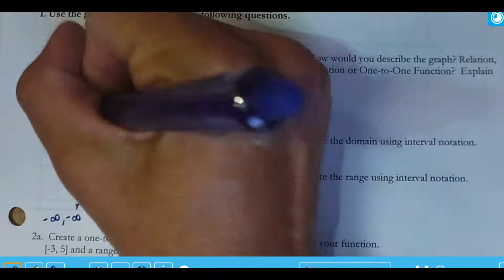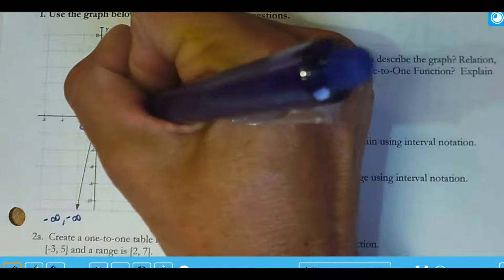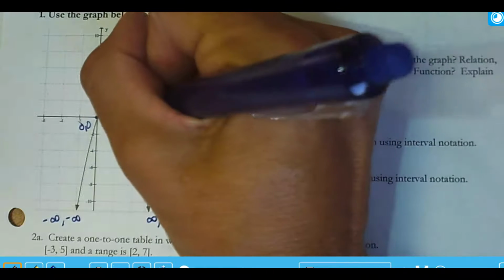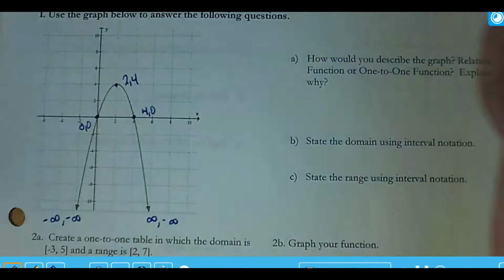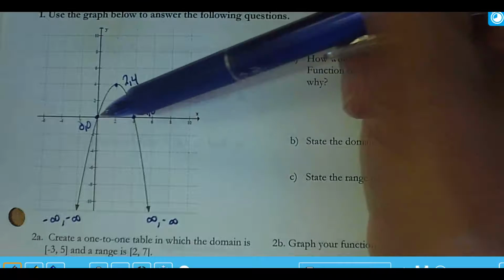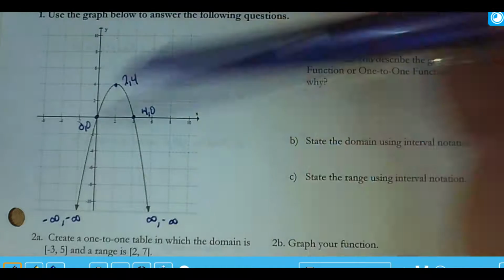All right, the other important points, you always need to mark your x-intercept. So this one is (0, 0). This one here is (4, 0), if you note the scale. And then right here where it turns, those high and low turning points, we have (2, 4). So one thing you really had to pay attention to was the scale, that it's going by 2's on the x-axis and 2's on the y-axis.